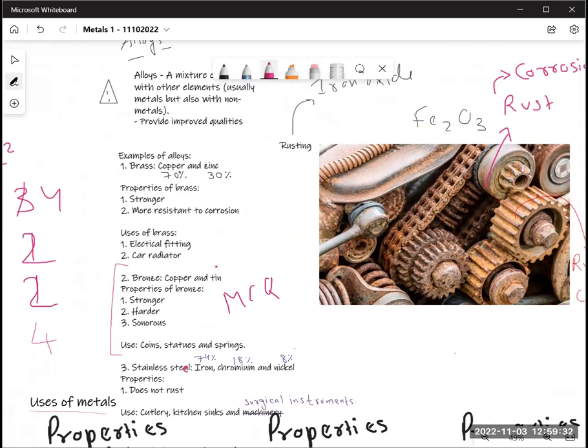Bronze: copper and tin. Properties of bronze are stronger, harder, and sonorous. It's used in coins, statues, and springs. That's the use of bronze. It's also used in medals, right? Okay. Next one. Neha, read.